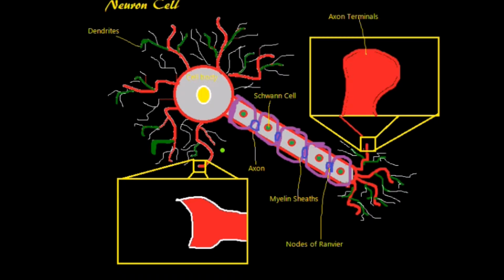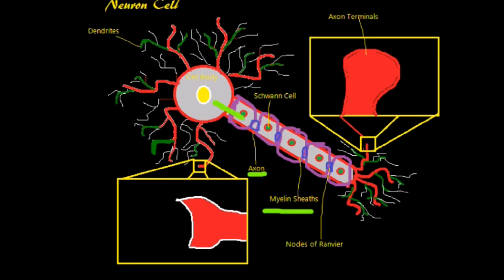They receive signals from other neurons. Then we have what's called our cell body, this part right here. Inside the cell body is our nucleus. This is called the axon. It's this whole thing. On the axon, we have these, which are called myelin sheaths.